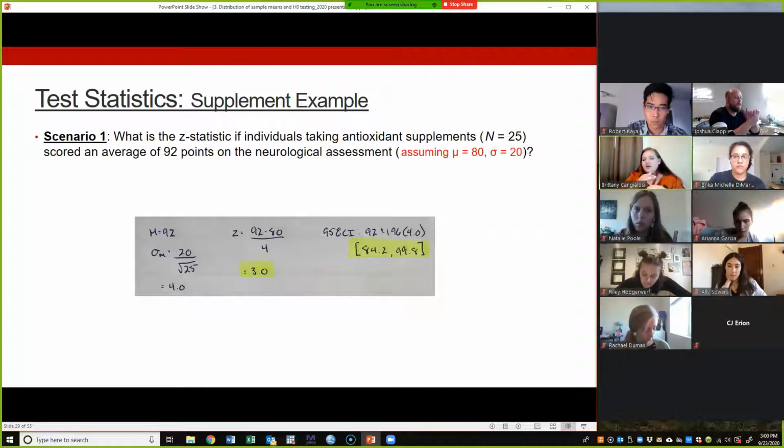What did you ask? What does the standard error mean? Yeah. So we got a standard error of 4. What does that mean? It means that, yeah, God, I should have just kept quiet.